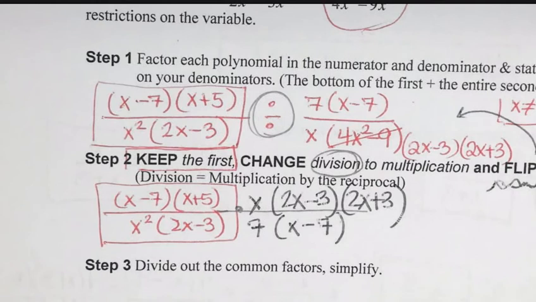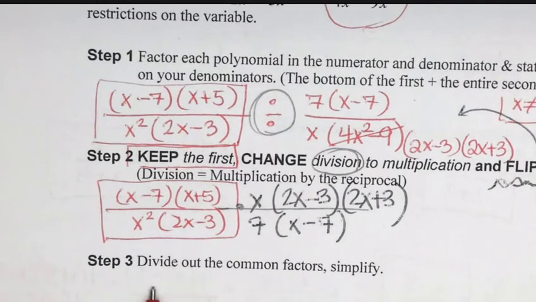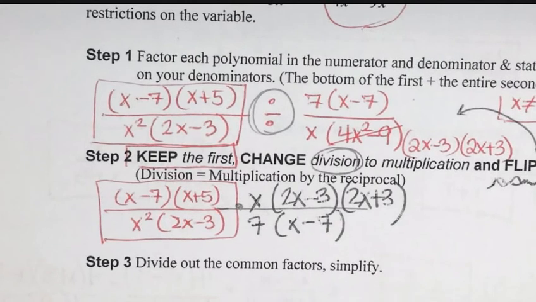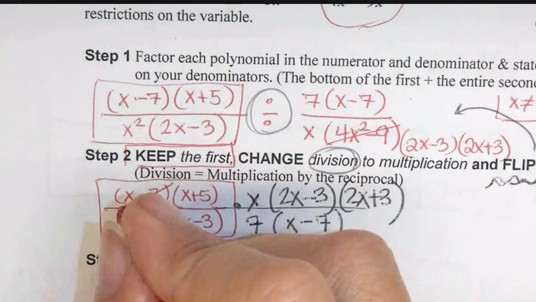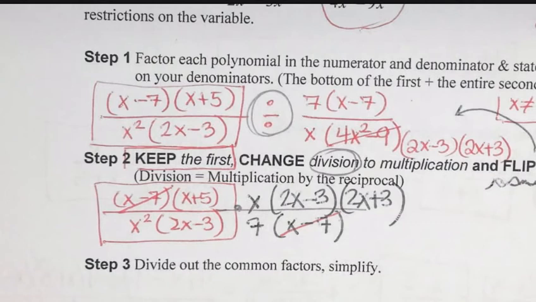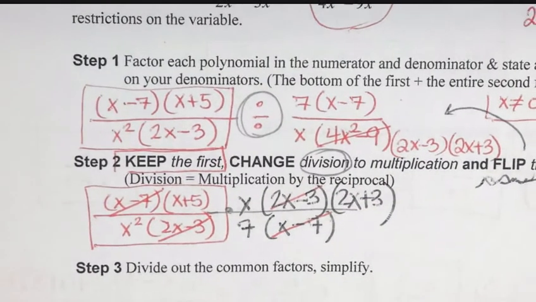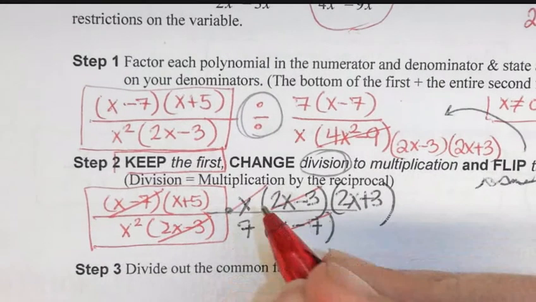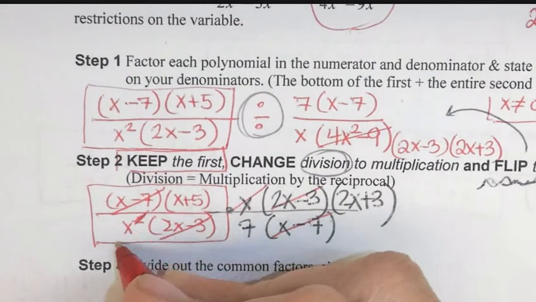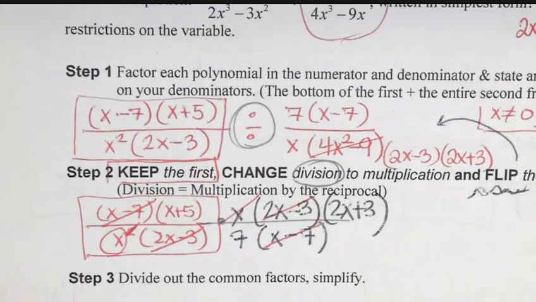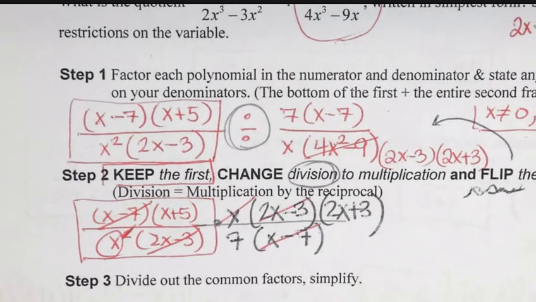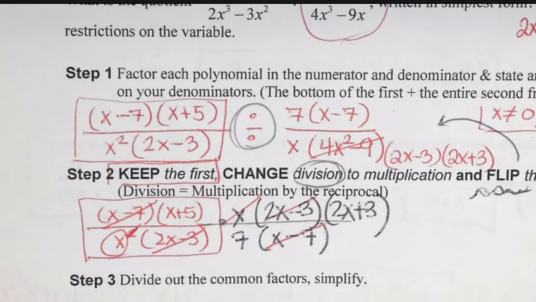And now go ahead and divide out the common factors. X minus 7 with x minus 7. 2x minus 3 with 2x minus 3. X with x squared, sort of. I still have one x down there. And I think that's all I can do. Does anybody see anything else? I'm so lost.